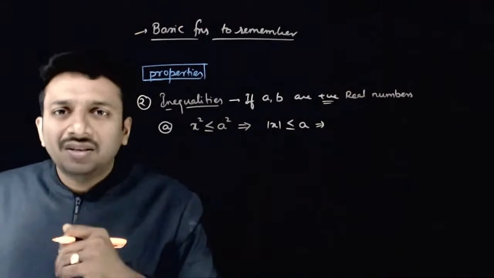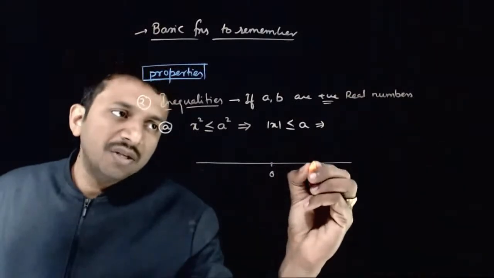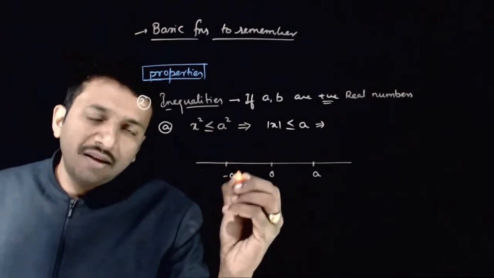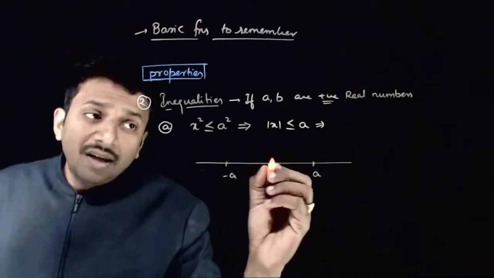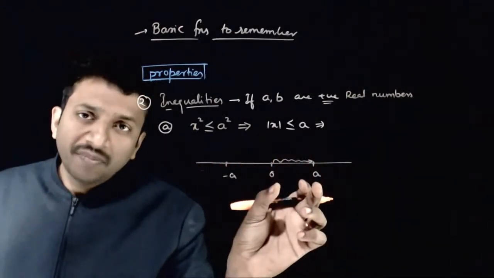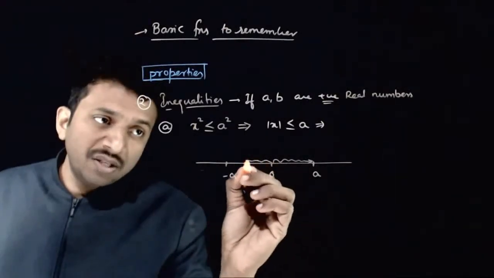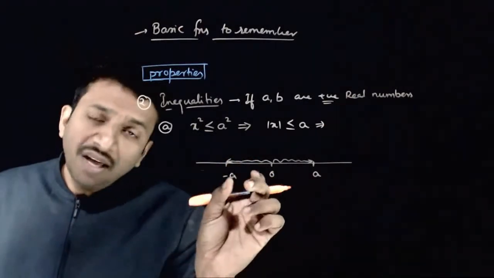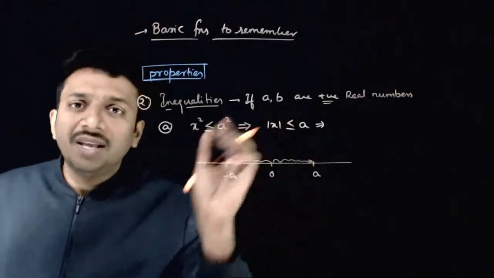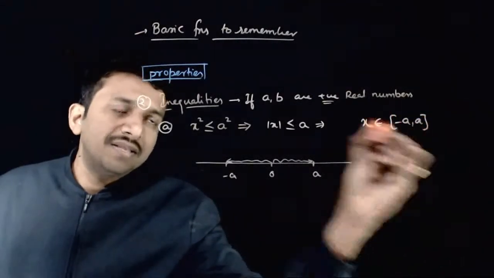So what can we say about the values of x? As you can see, if you take the real number line, you have 0 here. a is a positive number, so you have a somewhere here. And exactly corresponding to a, you have minus a in the opposite direction. If x lies between 0 and a, obviously mod x also lies between 0 and a, or mod x will be less than a. On the negative side also, if x lies between 0 and minus a, if you take the mod, the sign becomes positive. Hence, between minus a to a, mod x will be less than a. So x belongs to closed interval minus a to plus a. That will be the answer.